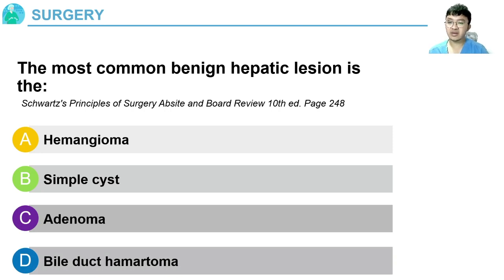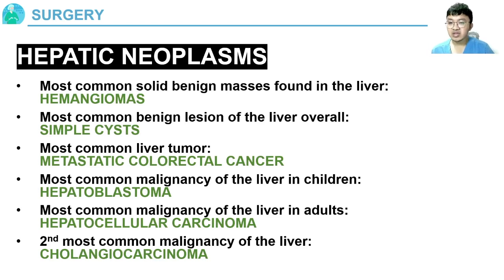Next, for the liver, the most common benign hepatic lesion is A, hemangioma, B, simple cyst, C, adenoma, or D, bile duct hamartoma. So the most common benign hepatic lesion is the letter B, simple cyst. So if you're asked for the most common lesion of the liver, you answer simple cyst. But if you're asked solid benign masses, you answer hemangioma.